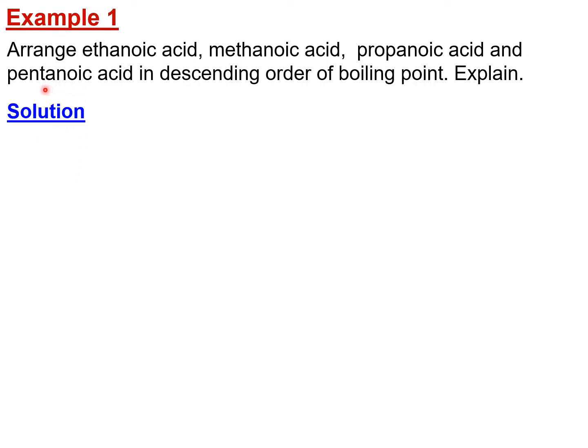Okay, so let's look at the first example. Dia suruh kamu arrange ethanoic acid, metanoic acid, propanoic acid and pentanoic acid in descending order of boiling point. Explain. Okay, kat sini kesemua-semua organic compounds ni adalah carboxylic acid. So, bila you nak susun, lepas tu nak kena buat ayat pula tu, kena explain. Okay, you kena cari dia punya differences. You need to find dia punya differences. We know the similarities between them.